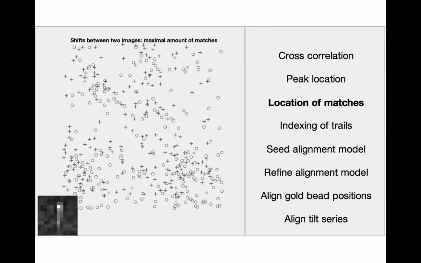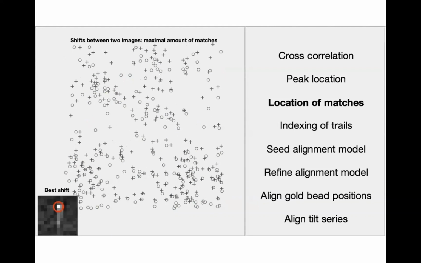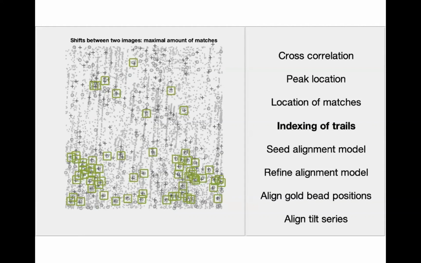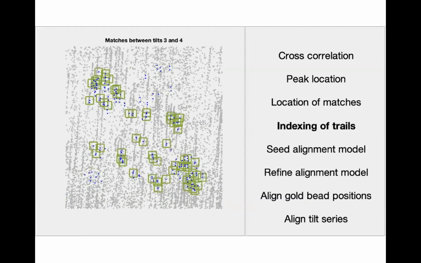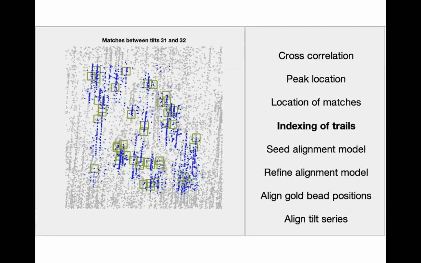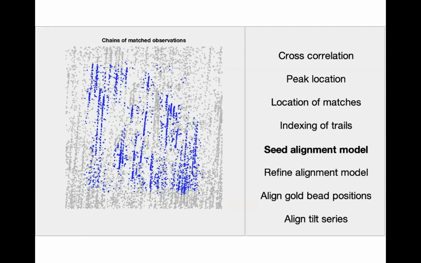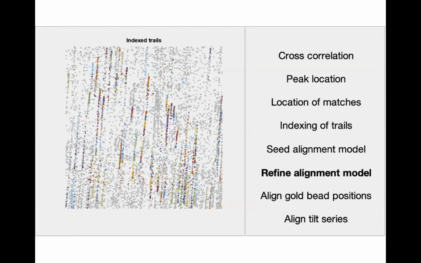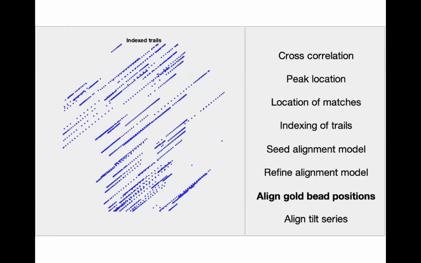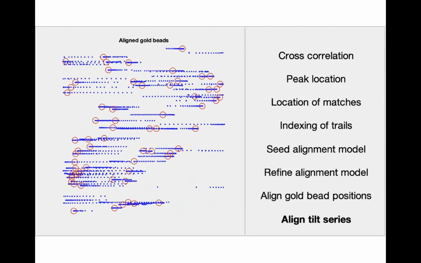And when we see that for this shift, we have a lot of gold beads that are matching each other from one micrograph to the next one, it means they are probably the correct shifts, or a good approximation. We do it for all the possible pairs of micrographs. And then we just postulate that as a seed model and we keep iterating. And that works at the end of the day quite well in our experience.